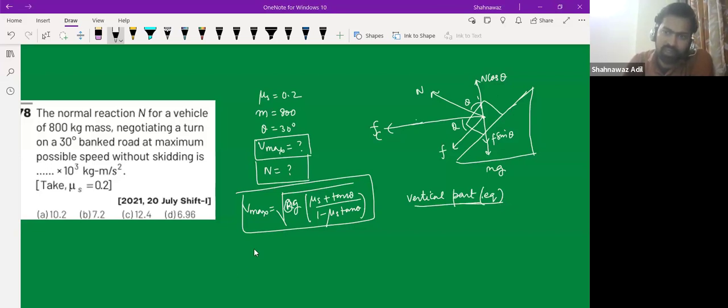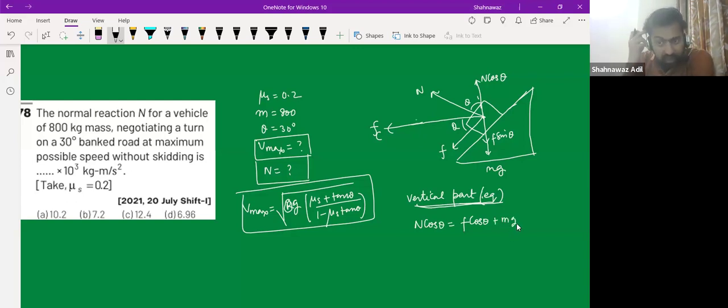Yes, N cos theta. So we have to write every equilibrium condition. The upward part in the vertical is N cos theta. Yes, that is correct. And mg plus F sin theta equals N cos theta. Yes, Maria, that is correct. So the vertical part is showing equilibrium. All the upward forces are equal to the downward force. So if we write that, N cos theta is F cos theta plus mg.